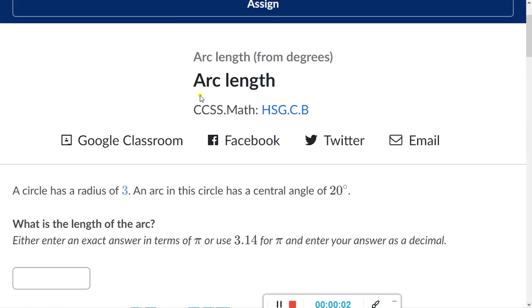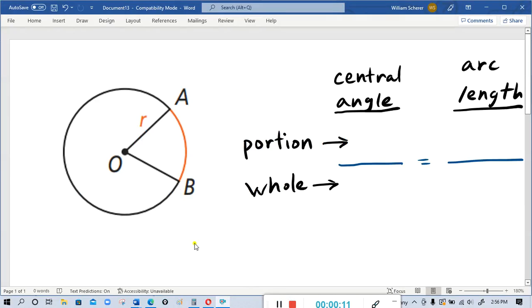This will be for the con assignment arc length. And all of these angle measurements will be in degrees. So an arc is a piece or portion of the circumference of the circle.